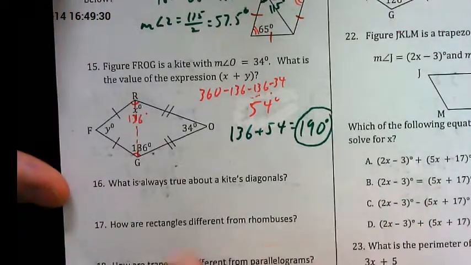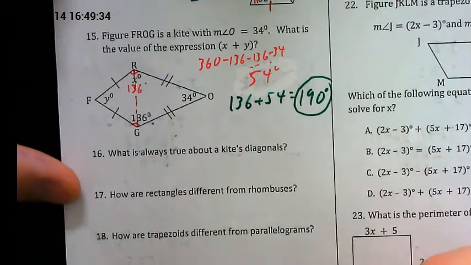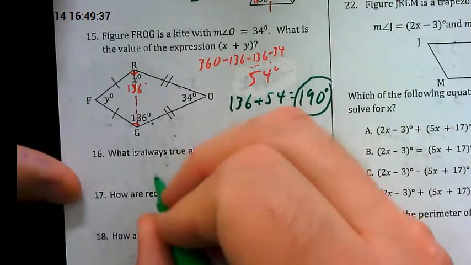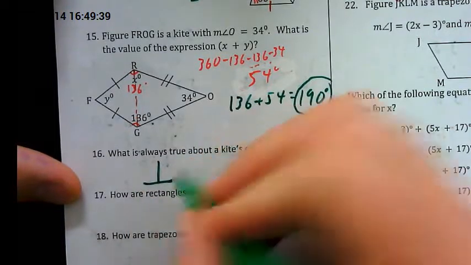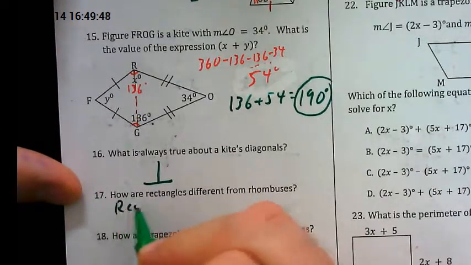All right. For number 16, what's always true about a kite's diagonals? They are perpendicular. I'm just going to do the perpendicular symbol. All right. How are rectangles different from rhombuses? Rectangles don't have perpendicular diagonals.